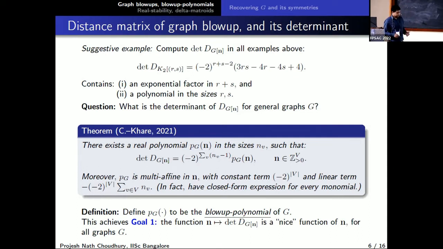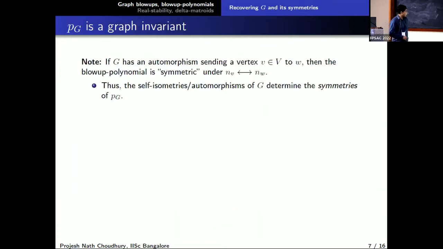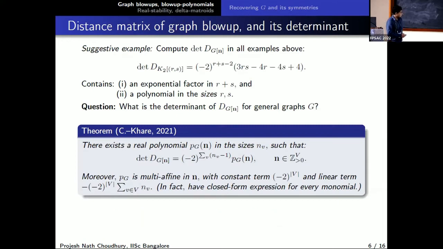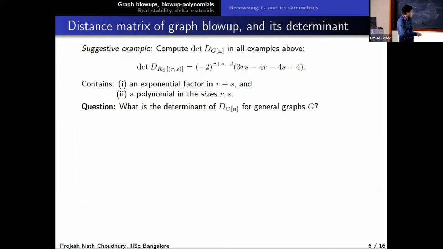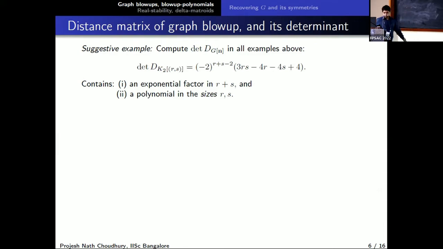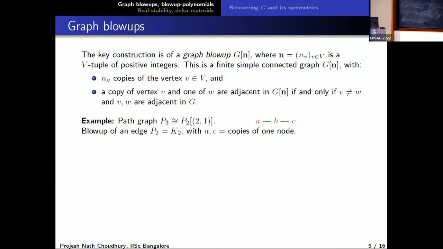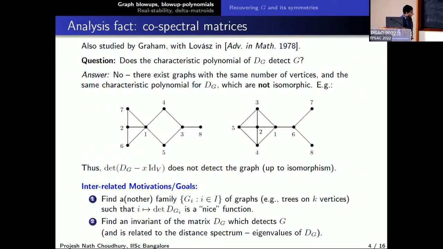Now the question is, does this polynomial recover the graph G? So before answering this question, let me talk about a weaker question. Suppose G has an automorphism. Look at the labeling 7 and 8. If that gets switched, the entire graph stays isomorphic.